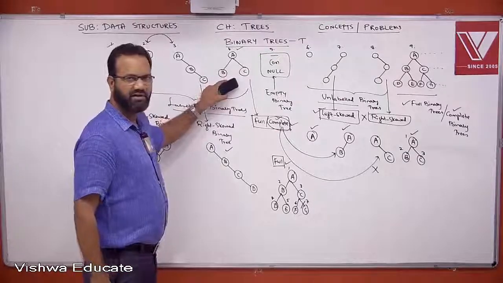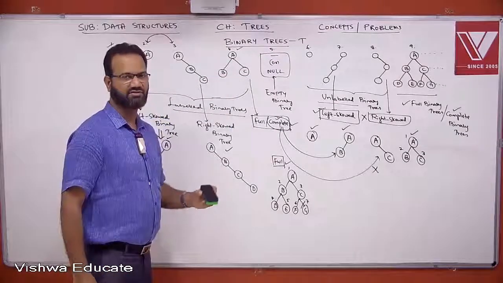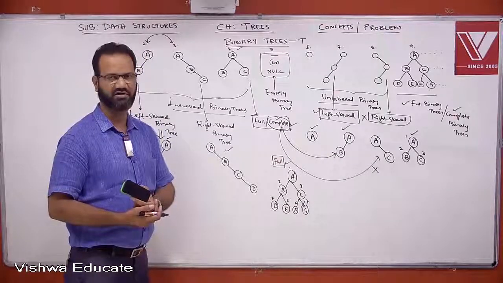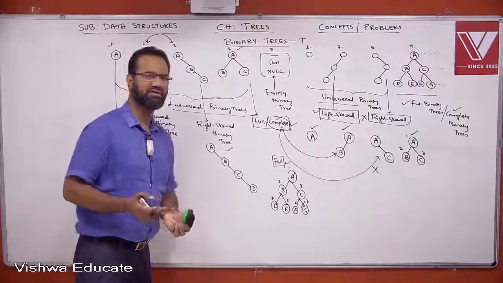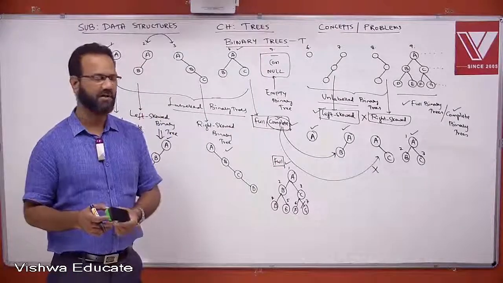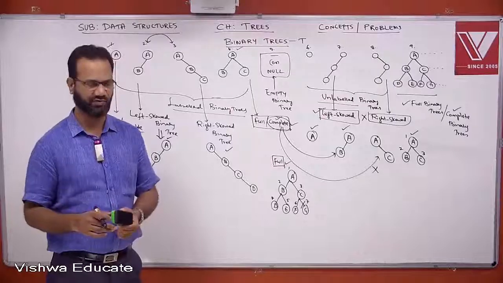This one is a complete binary tree as well as a full binary tree. It is satisfied for some trees, and not satisfied for some of the other trees. So all full binary trees are complete binary trees by default, whereas the reverse is not true.